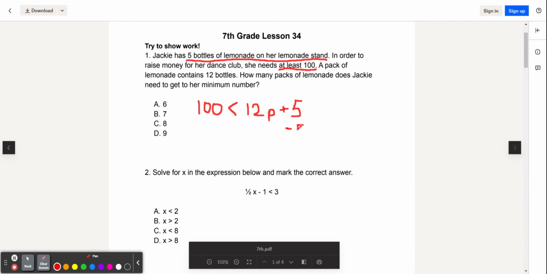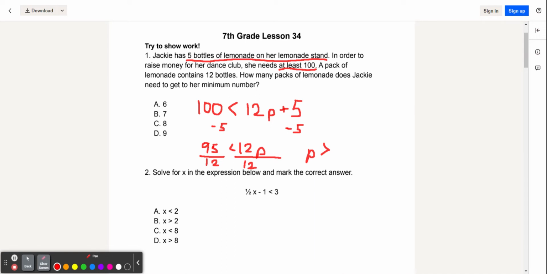First we isolate the term with the variable, subtracting the constant out. 95 is less than 12p. Then we divide by the coefficient to get p is greater than. Be mindful of the sign here. This mouth is pointing toward the p, so we keep it that way. And then this is a nasty number.